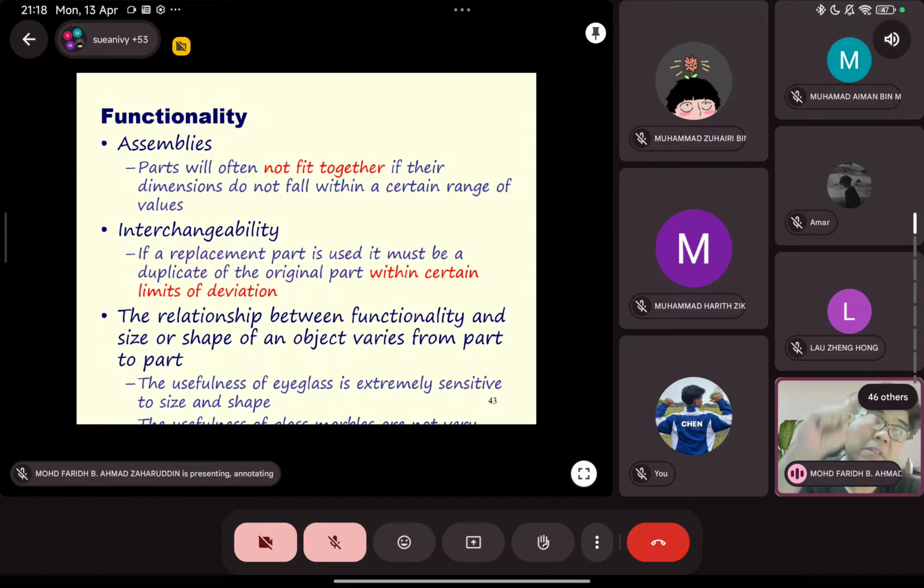In assembly, we have the range. If the size is not within that range, it is rejected. Interchangeability is one of the principles used in mass production, to make sure we get less or zero rejection. And the relationship between the functionality and the size and shape of the object varies from part to part. So it depends.